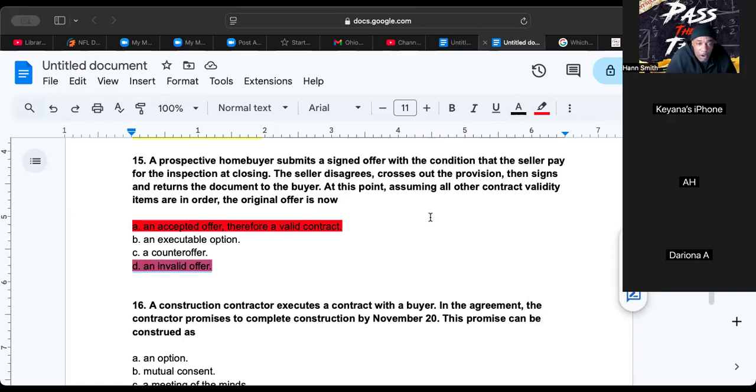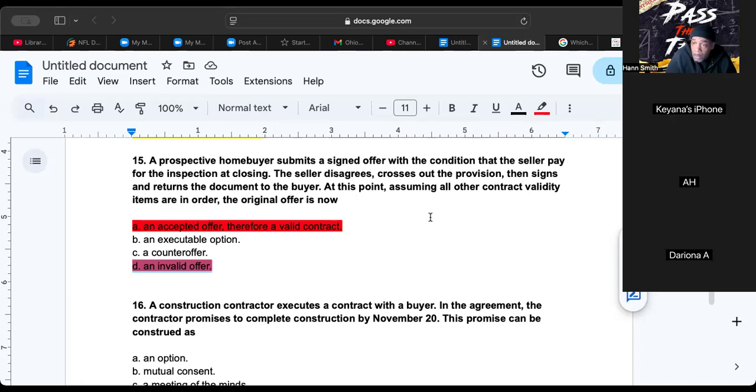A prospective home buyer signs an offer with the condition that the seller pay for an inspection at closing. The seller disagrees, crosses out the provision, then signs and returns the document to the buyer. At this point, assuming all of the contract validity items are in order, the original offer is now, is it an executable option or C, a counter offer?